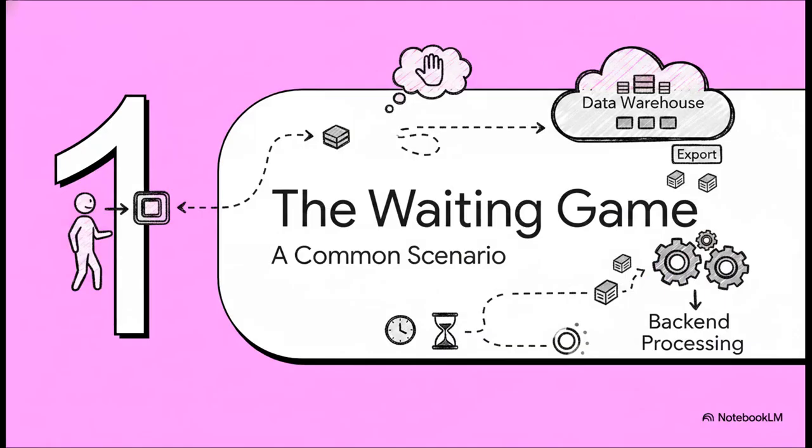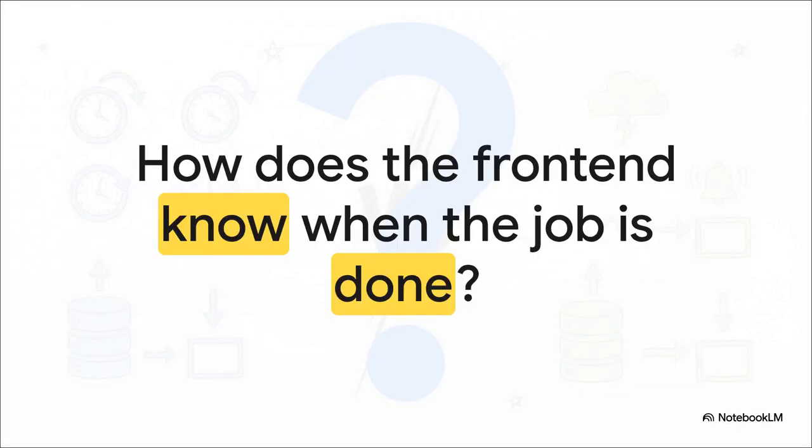So let's just set the stage a little. Picture a user in your app. They need to export a huge data set. We're talking something like 5 gigabytes from a data warehouse. They click that export button and, well, that's not going to happen instantly, right? The backend takes the request and starts processing it asynchronously, which is great because the user isn't just stuck looking at a frozen screen. And this is the core of our problem today.